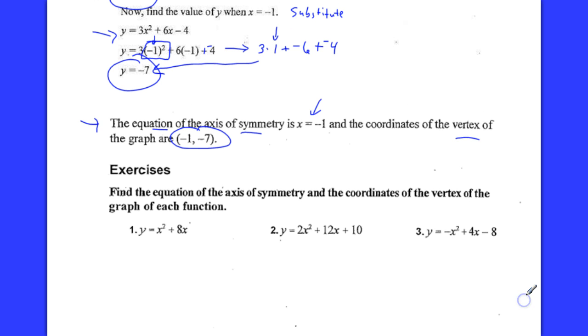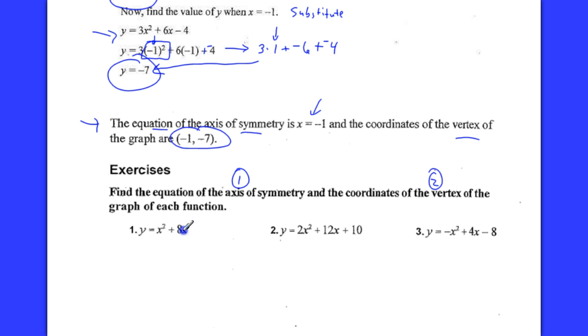Number one, let's notice what it says here. It says find the equation of the axis of symmetry. So we want to find that first. And then it says find the coordinates of the vertex. Now we're not going to do all the problems here, just a couple for you to get the idea. But let's start with number one here because it's an interesting one.